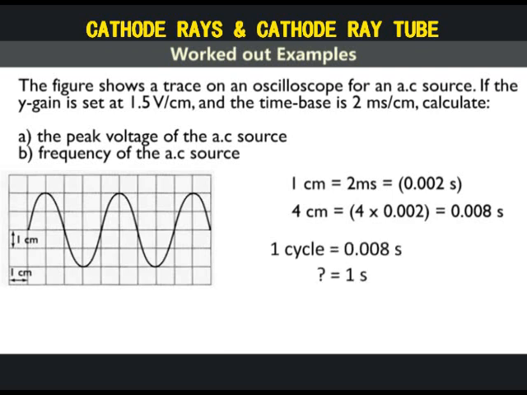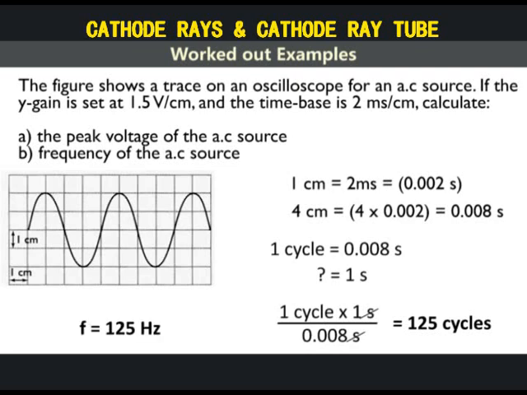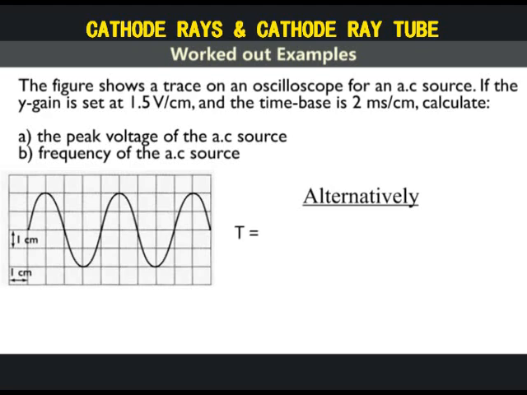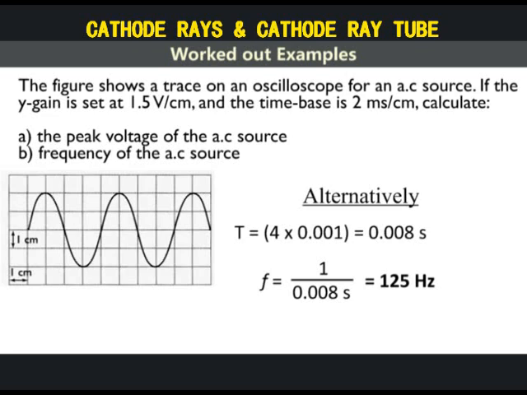How about 1 second? So we have 1 cycle times 1 second over 0.008 seconds. The seconds cancel out and we have 125 cycles. So we have 125 cycles per second, and that means the frequency is 125 Hertz. Alternatively, we could first find the period. It will be 4 times 0.002 seconds, which is 0.008 seconds. And then frequency is equal to 1 over period, which is 1 over 0.008, giving us 125 Hertz.